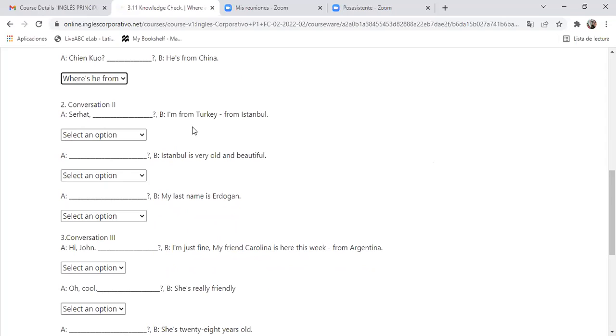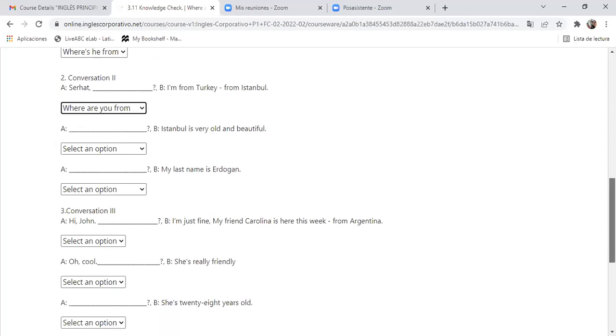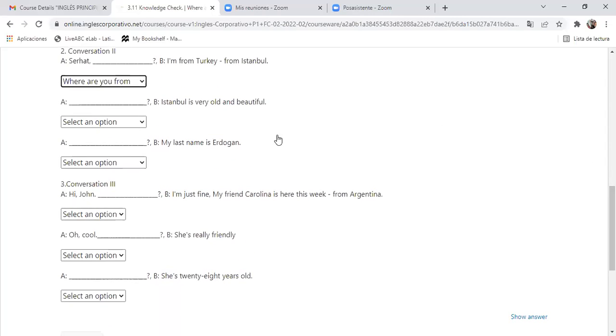I'm from Turkey, from Istanbul. So what's Istanbul like? Where are you from? What's your last name? Where are you from? Yes, it's like if I put over here, Antonio, where are you from? And I say, I am from San Salvador, from Ciudad Delgado. So, where are you from? Very good. Now let's go to part A, the second one.